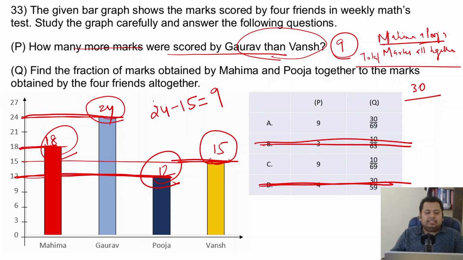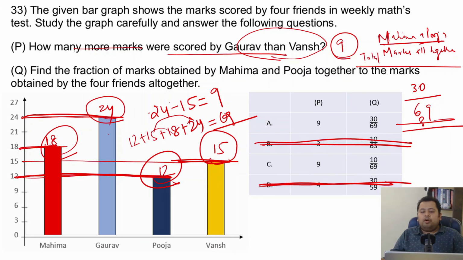So let's do the addition. This is nothing but 12 plus 15 plus 18 plus 24. If you do this addition, 12 plus 18 is 30, plus 15 is 45, and this becomes 69. So this becomes 30 by 69. So option A is your correct answer. Hope you got this one correct as well.